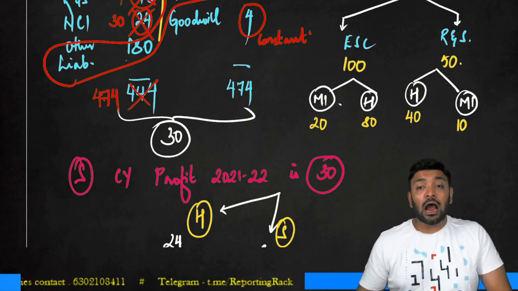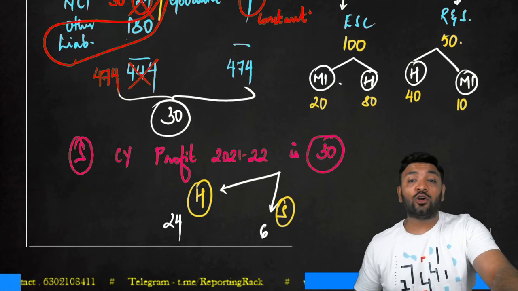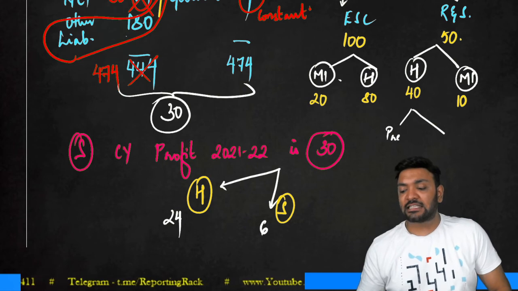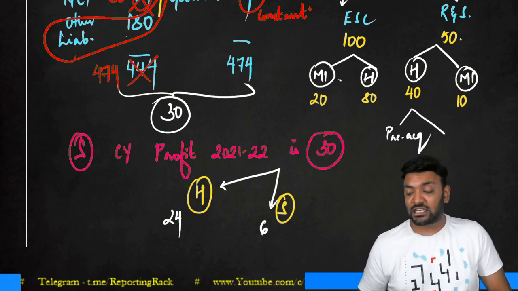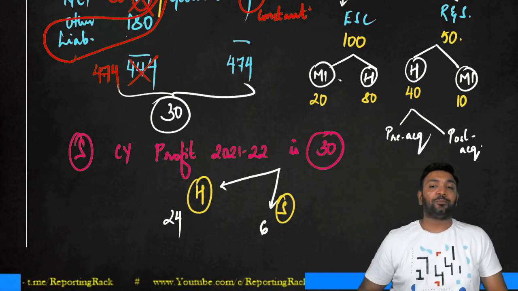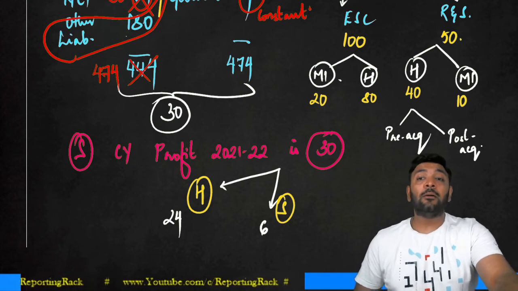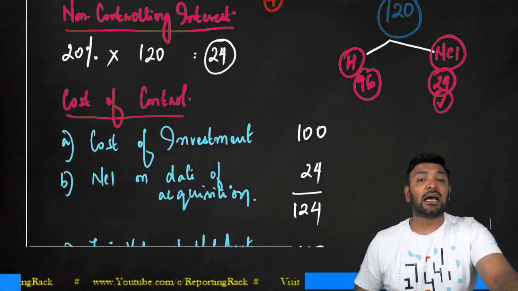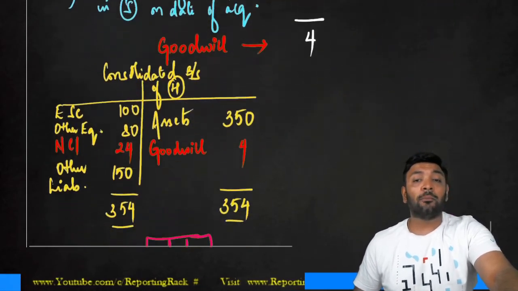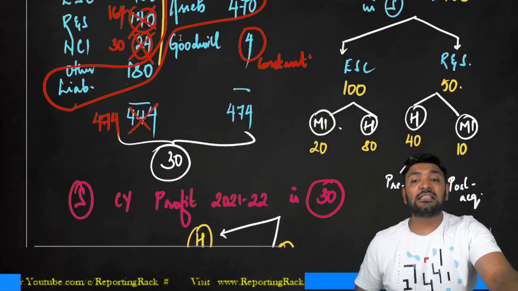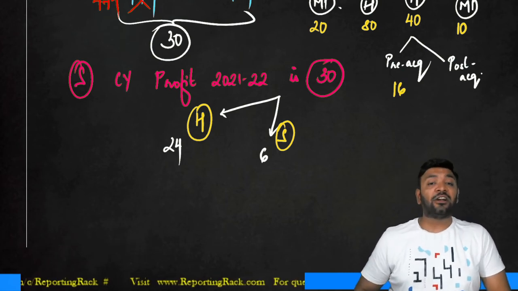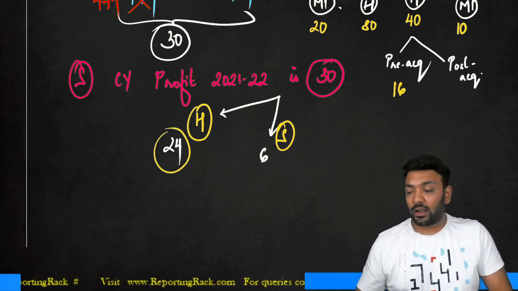But understand, out of this 40, again, I'll divide it into two parts. The amount which was existing on the date of acquisition is called pre-acquisition. To the extent I earned after the date of acquisition, I'll call it post-acquisition. What was pre-acquisition? Before acquisition, the subsidiary's reserve was 20. Out of which, how much did I acquire? 80%. Therefore, my share in pre-acquisition reserve existing on the date of acquisition was 16. What is current year profit? Out of which the holding company's share is 24.